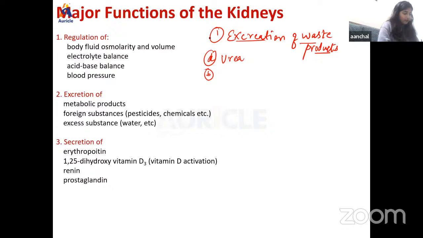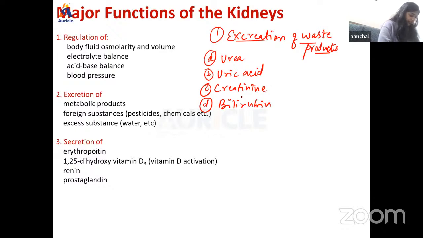Then second we have uric acid, and this uric acid is the end product of nucleic acid metabolism. Then third we have creatinine, and this is the end product of metabolism in muscles. Then we have bilirubin. This is the end product of hemoglobin degradation.